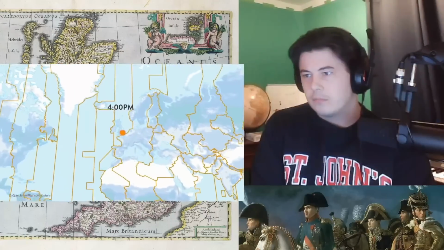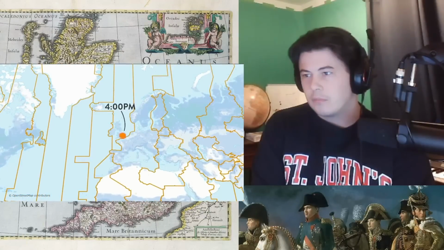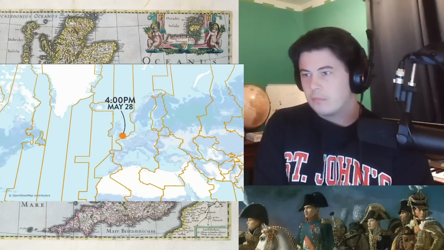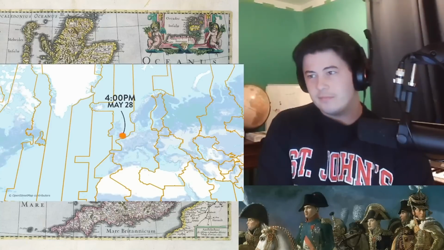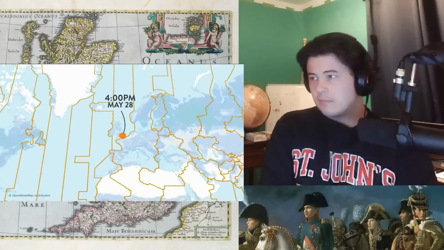So let me give you an example of what this would look like. Imagine it's 4 p.m. in Greenwich, England, right here at this Royal Observatory. It is 4 p.m. GMT on May 28th. If anyone wants to send me a birthday gift, May 28th. It's May 28th at 4 p.m. GMT, Greenwich Mean Time. Sitting, chilling in the Royal Observatory, which I've never actually been to. I need to go to the Royal Observatory. I'm gonna do that this year, next year, at some point. Okay, so it's 4 p.m., May 28th.